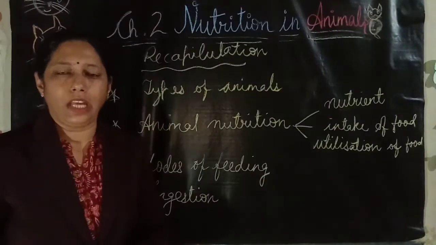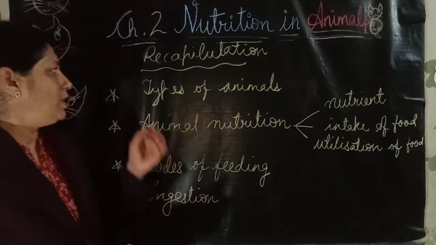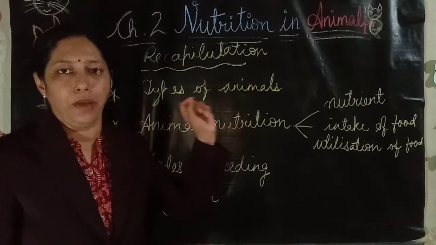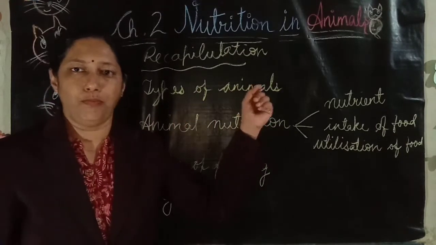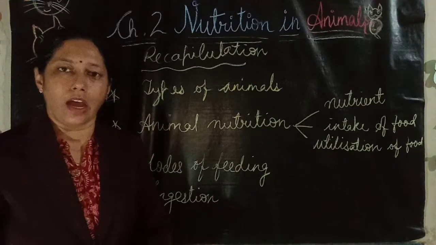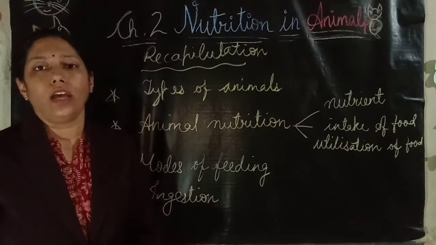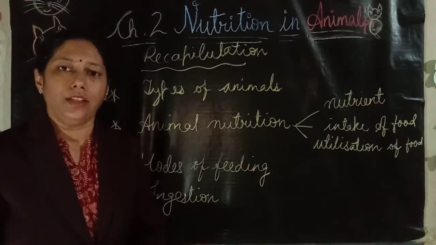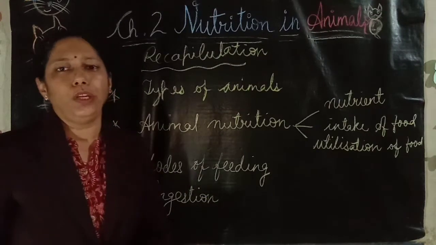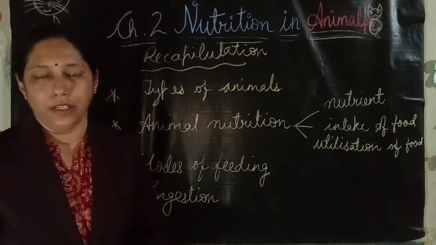Now it's time to recapitulate whatever we have learned today. Today we have learned about the types of animals based on what type of food they eat. We learned about herbivores, carnivores and omnivores. Herbivores are the animals which eat plants. Carnivores are the animals which eat other animals. And omnivores are the animals which eat both plants and animals.